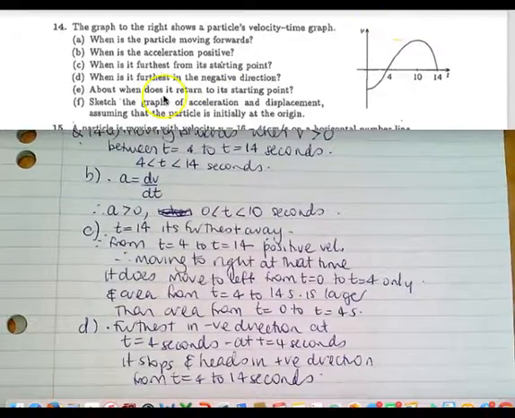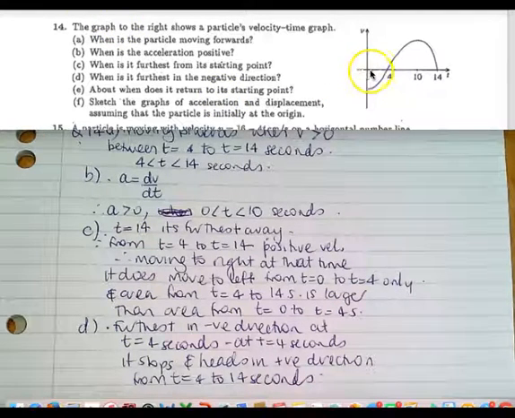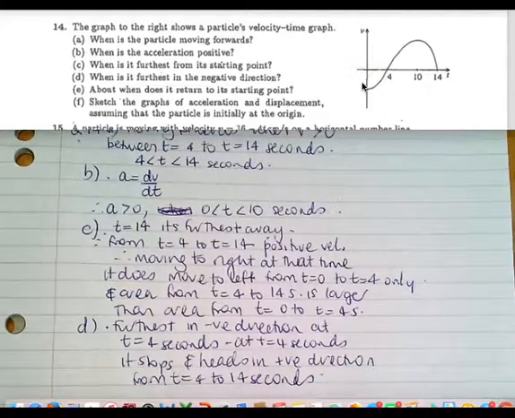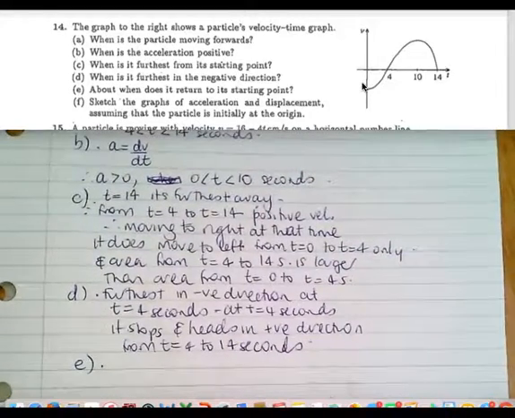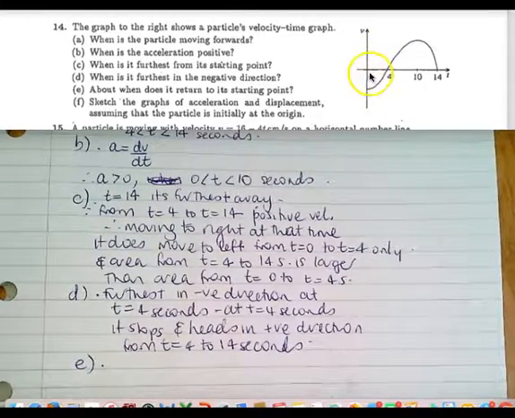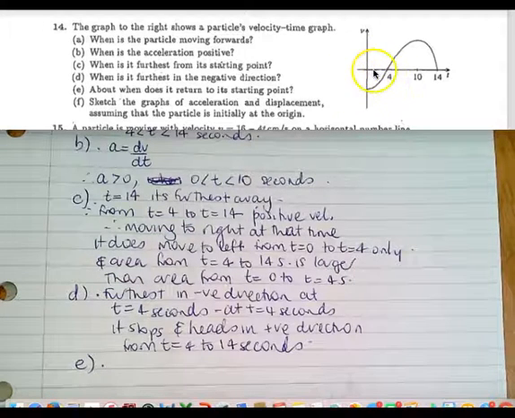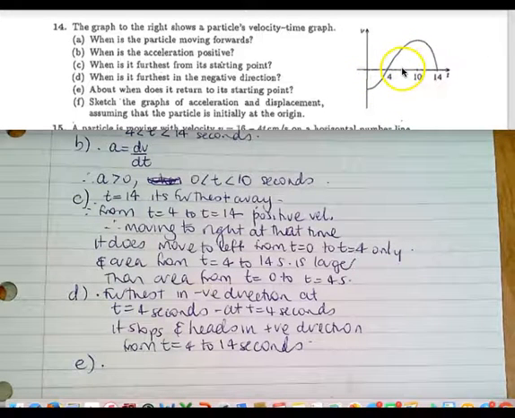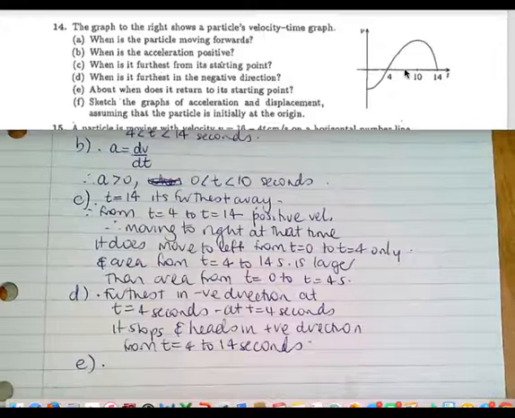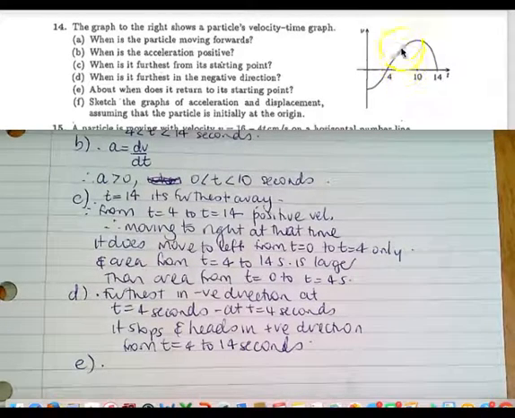Now the next question says, about when does it return to its starting point? Remember, starting point is asking you about position, so they're asking about displacement, okay? Displacement has to do with the area underneath the velocity curve. So this is negative velocity, so the area will be the absolute value of this. So looking at this area, if I cut the graph off about here, I'm thinking that might be at about, I don't know, 8, I'm not sure if it's 8 or 7 seconds, somewhere between 7 and 8 seconds.